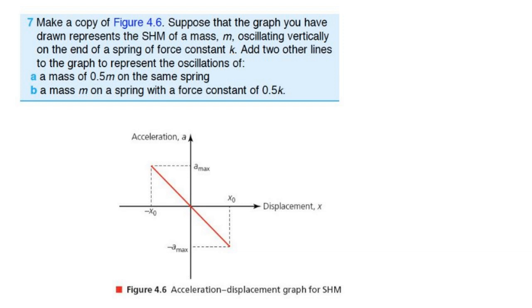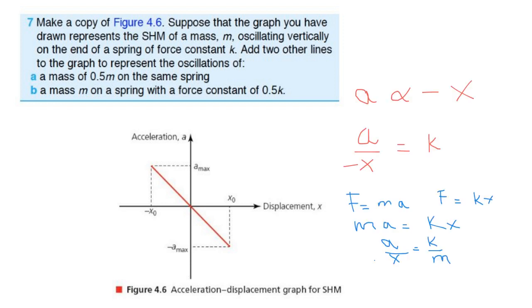You add 2 lines to represent 0.5 m. So basically the same spring, but with half the mass. And then a mass m, but a force constant of 0.5 K. So let me write down all the relevant relationships. Okay, so let's see if we can make some sense of this.